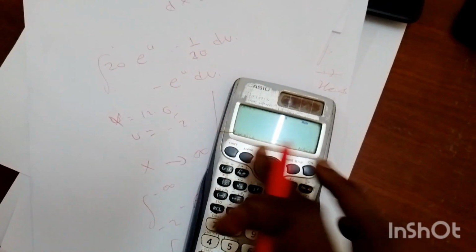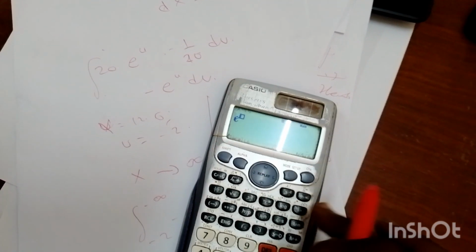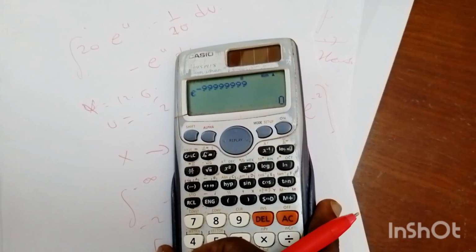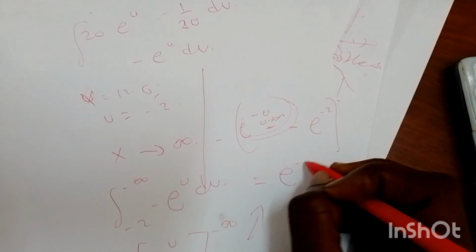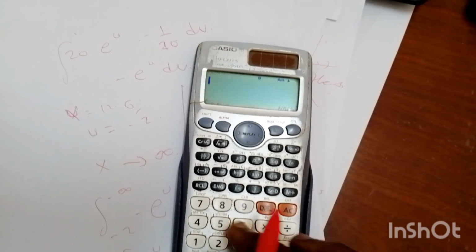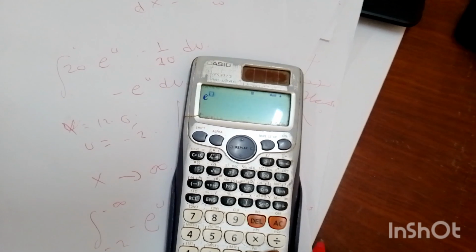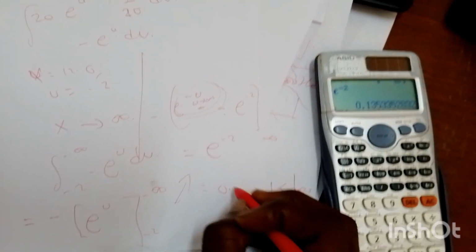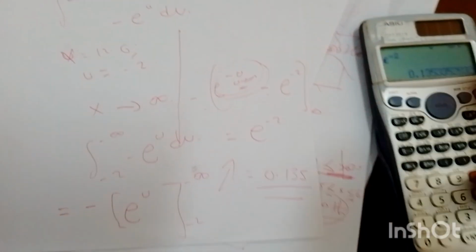You can try to experiment with it here. Let's say negative 99999. Yeah, approximately you get 0. So that means you are only left with e power negative 2, because the two negatives will cancel out. And when you calculate e power negative 2, you end up getting 0.135. Yes, so basically that's it.